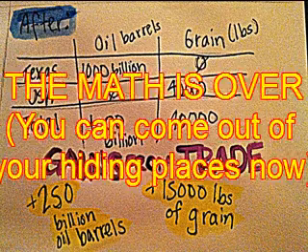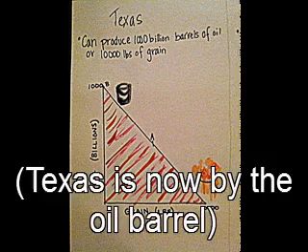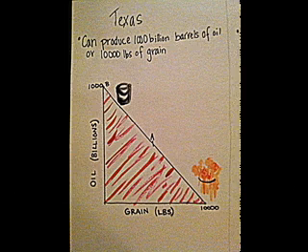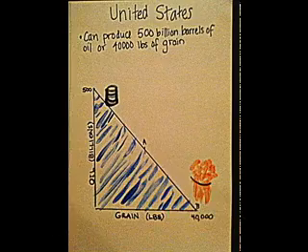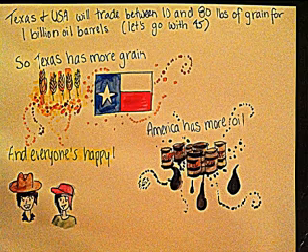We now move along these fancy graphs now that we're done with all the math part. So that Texas is at its top corner and America's at its bottom corner. So at the end of this, Texas has more grain, America has more oil, and everybody's happy.